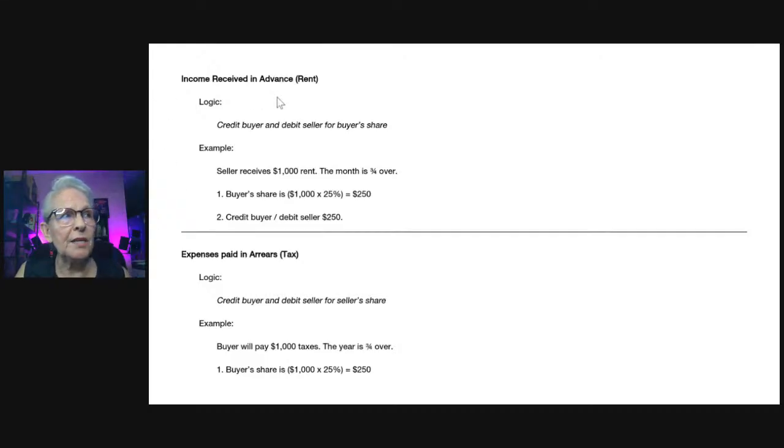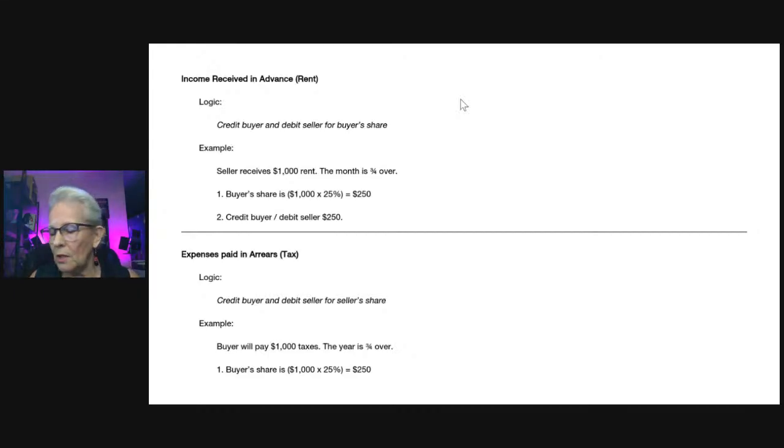Income received in advance, rent. So now for rentals. The credits that some buyers will get will be tax proration, HOA proration, or when the seller is providing a repair allowance. Then the buyer is getting that amount reduced from what they've got to bring to the table.